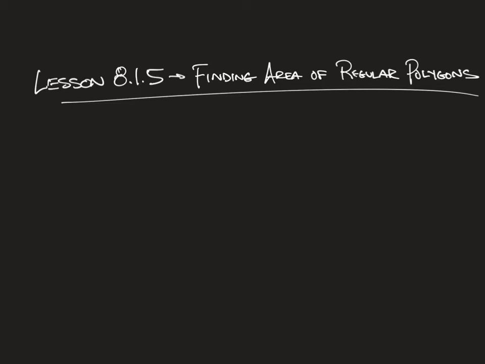Okay, folks, welcome back. This is lesson 8.1.5 from the CPM Core Connections Geometry textbook. We're talking about finding area of regular polygons. And I want to highlight something here.